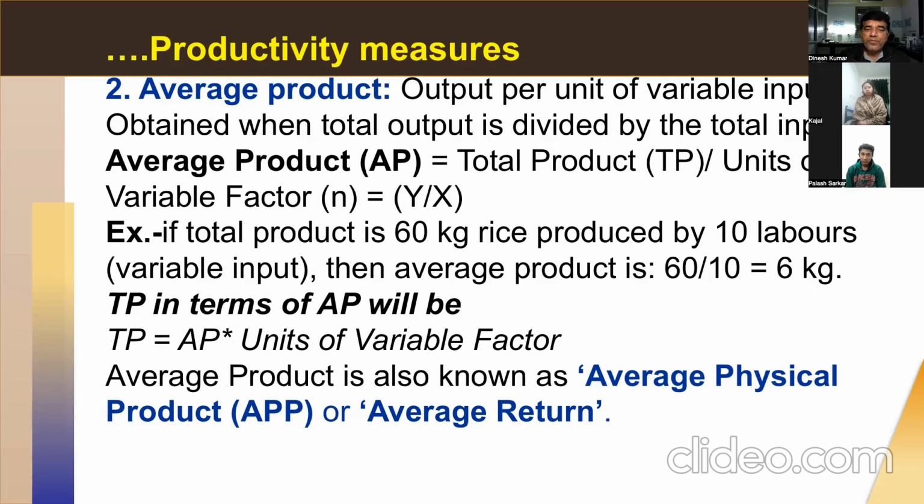Now we can find the relationship between total product and average product. It is simple. Total product is equal to average product into units of variable factor. Average product is also known as average physical product or average return.